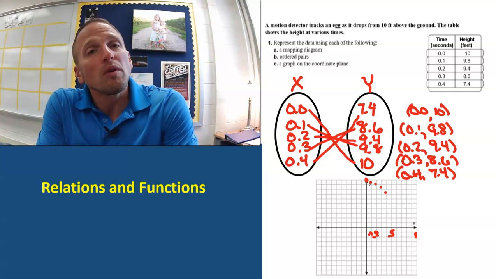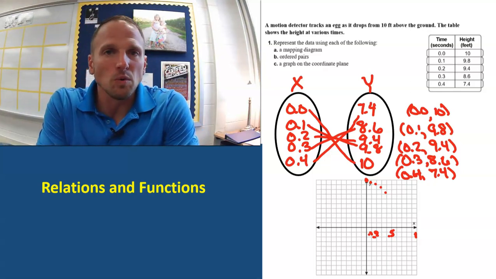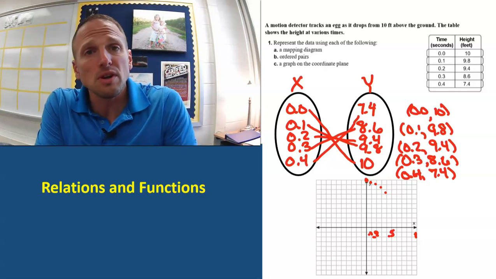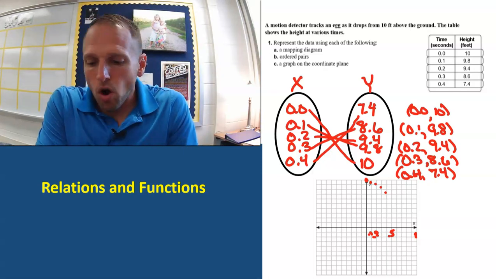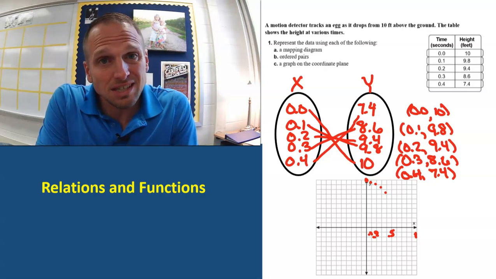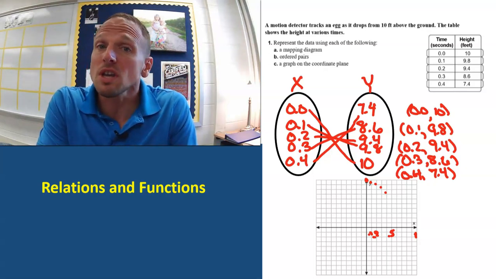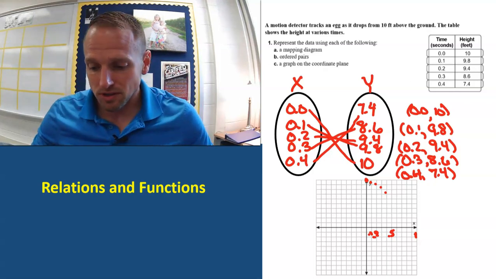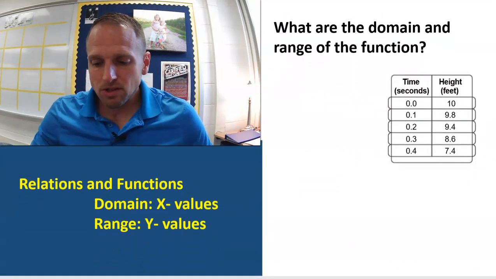All right, so we've got the first one was a mapping, the second one was ordered pairs, and the third one was a graph. And here's the main point you've got to see. All three of those are giving you the exact same information. They're just coming at you in a different way, but it's the same information, it's the same numbers, it's the same data. All right, let's look at the next one.